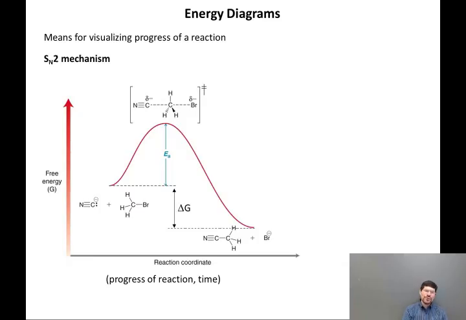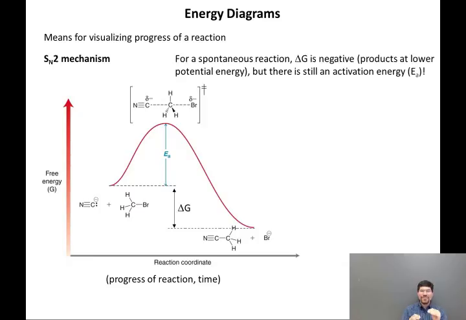So this is an SN2 reaction of CN minus reacting with methyl bromide to give acetonitrile. And what you should note about this energy diagram is that delta G is negative. Okay, so what that means is that the energy of the products is lower than the energy of the starting materials, or rather that this is a spontaneous reaction.